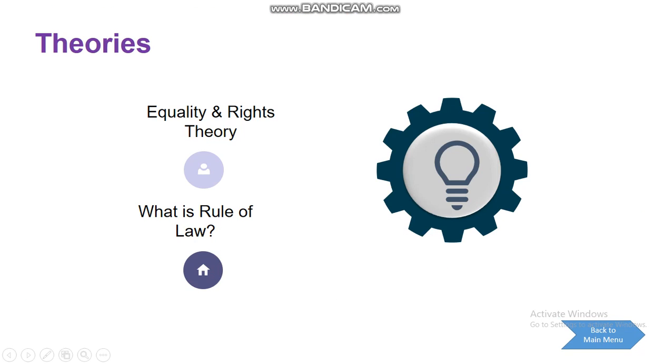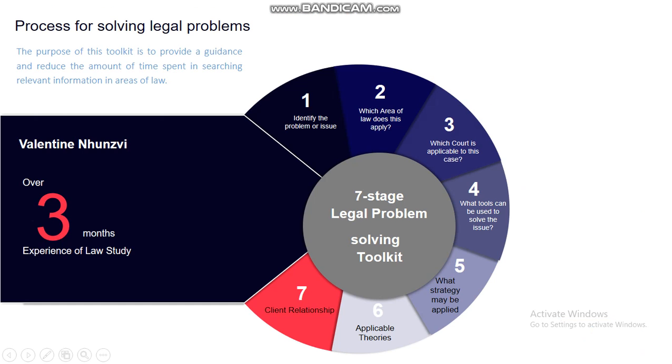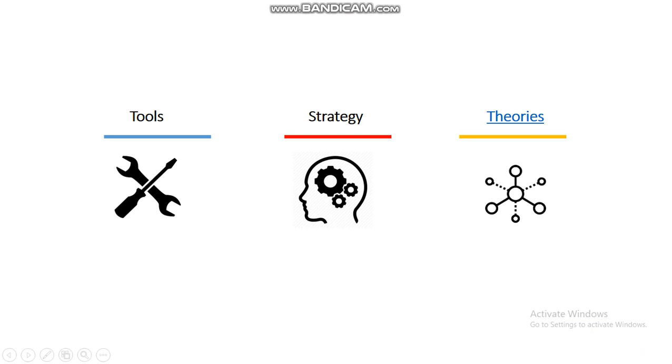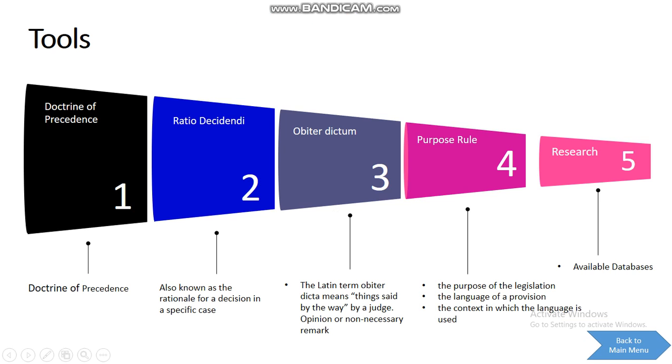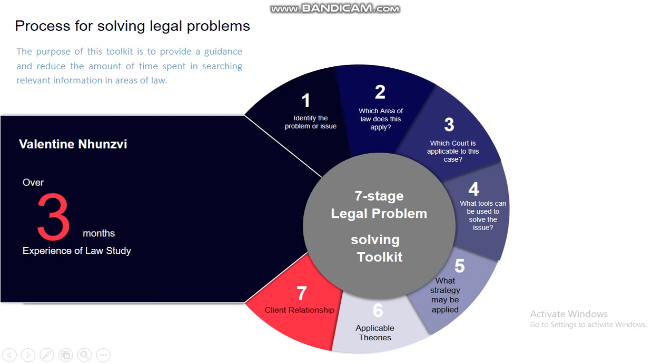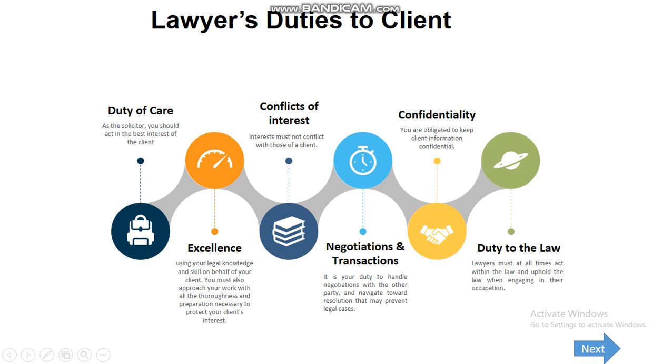If we go back to our main menu, we'll look at the client relationship. We'll look at a lawyer's duty to a client: duty of care, ensuring there are no conflicts of interest, confidentiality between a lawyer and clients. We'll talk about excellence, providing the best work, to the best of your knowledge and capability. Negotiation and transaction skills are crucial when you're negotiating on behalf of your client.